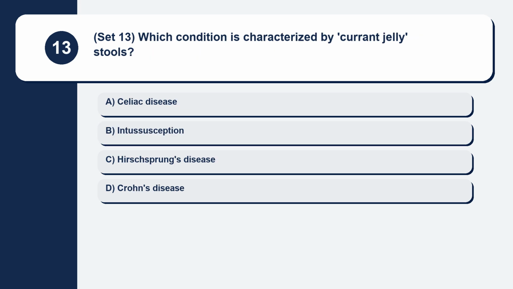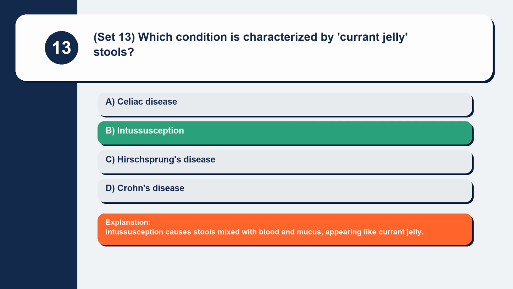Question 13. Set 13. Which condition is characterized by currant jelly stools: celiac disease, intussusception, Hirschsprung's disease, Crohn's disease? Intussusception causes stools mixed with blood and mucus, appearing like currant jelly.